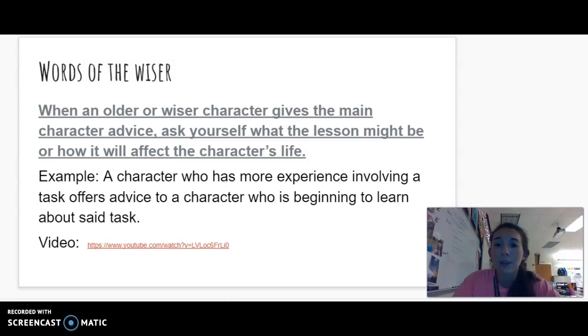For example, a character who has more experience involving a task offers advice to a character who is beginning to learn about a task. So if you've ever followed Lord of the Rings, maybe you've noticed that oftentimes there are younger characters with less experience, and then there are a little bit more mature characters with a lot of experience, and they're paired up. The reason seems to be this form of words of the wiser. The more experienced, mature character will point the way for our main character, who is more naive. And this is all elements of foreshadowing.